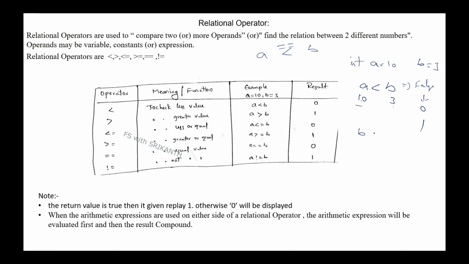Means B less than A, suppose, otherwise A greater than B. These two are right. Why? Because B value 3, A value 10. Less than, greater than, in this scenario both conditions are true, so we are getting 1. Keep in mind, if the expression is true, we will get 1 as true. If in case the condition is false, we will get the result as 0.